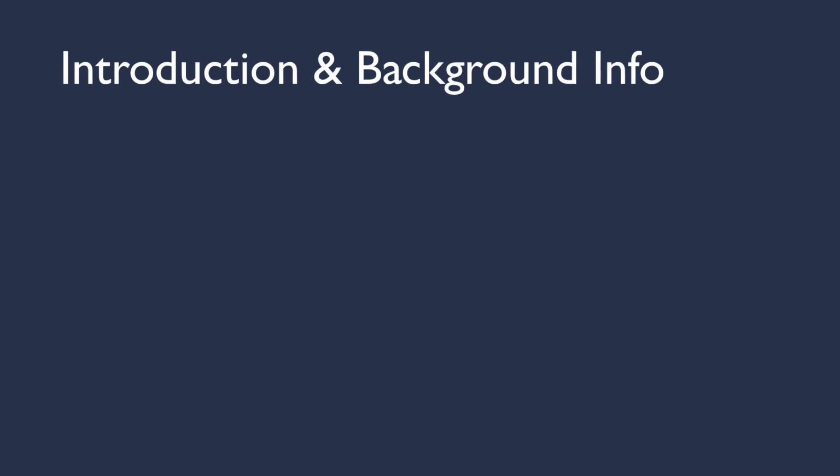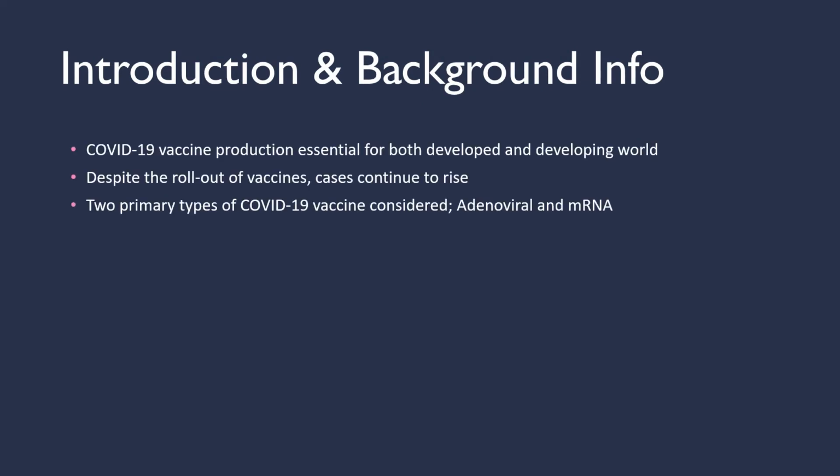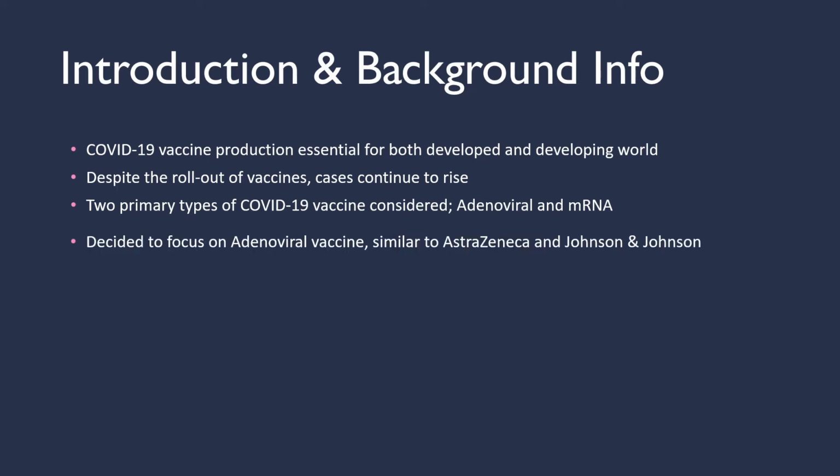Introduction and background information. COVID-19 vaccine production scale-up is essential for vaccine delivery to both the developed and developing world. Despite the rollout of vaccines, cases continue to rise in both the US and globally. Our team looked at two prominent COVID-19 vaccine types as potential options, mRNA and adenoviral. The decision was made to focus on the scale-up of an adenoviral vector vaccine, similar to that of AstraZeneca and Johnson & Johnson.